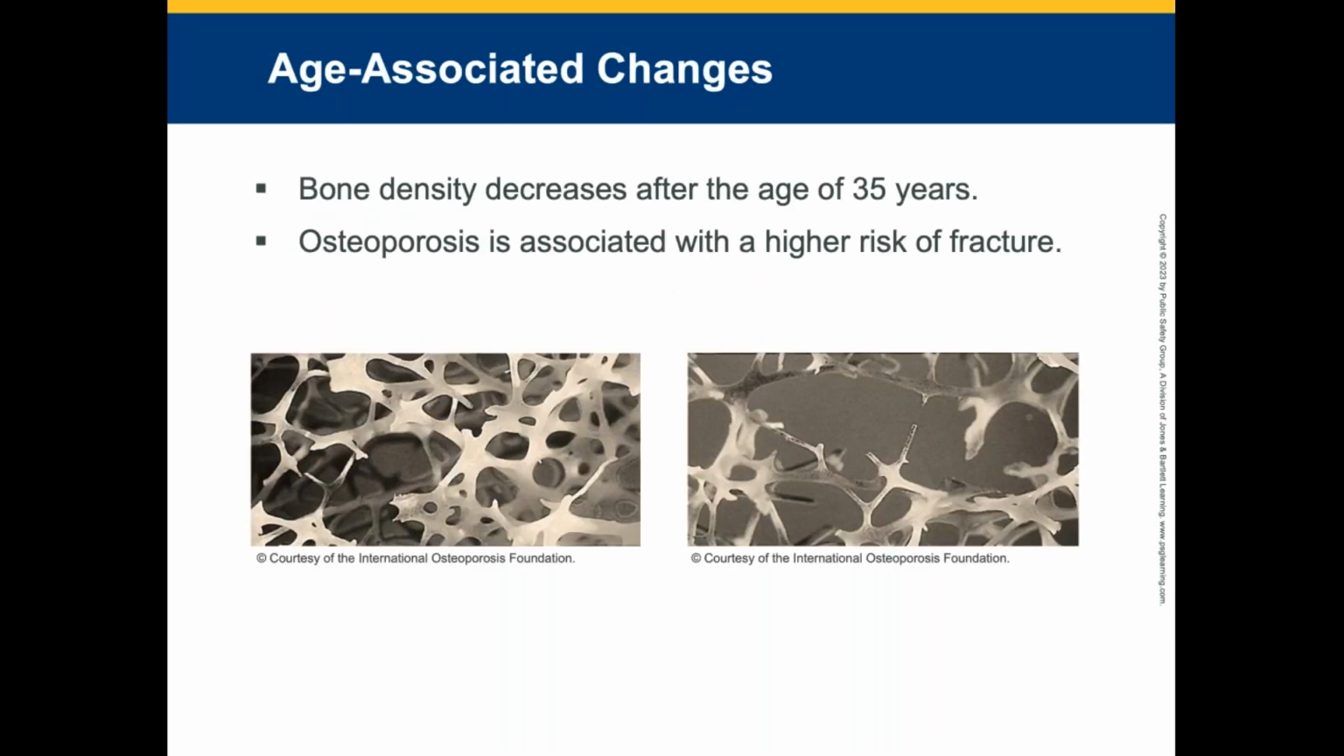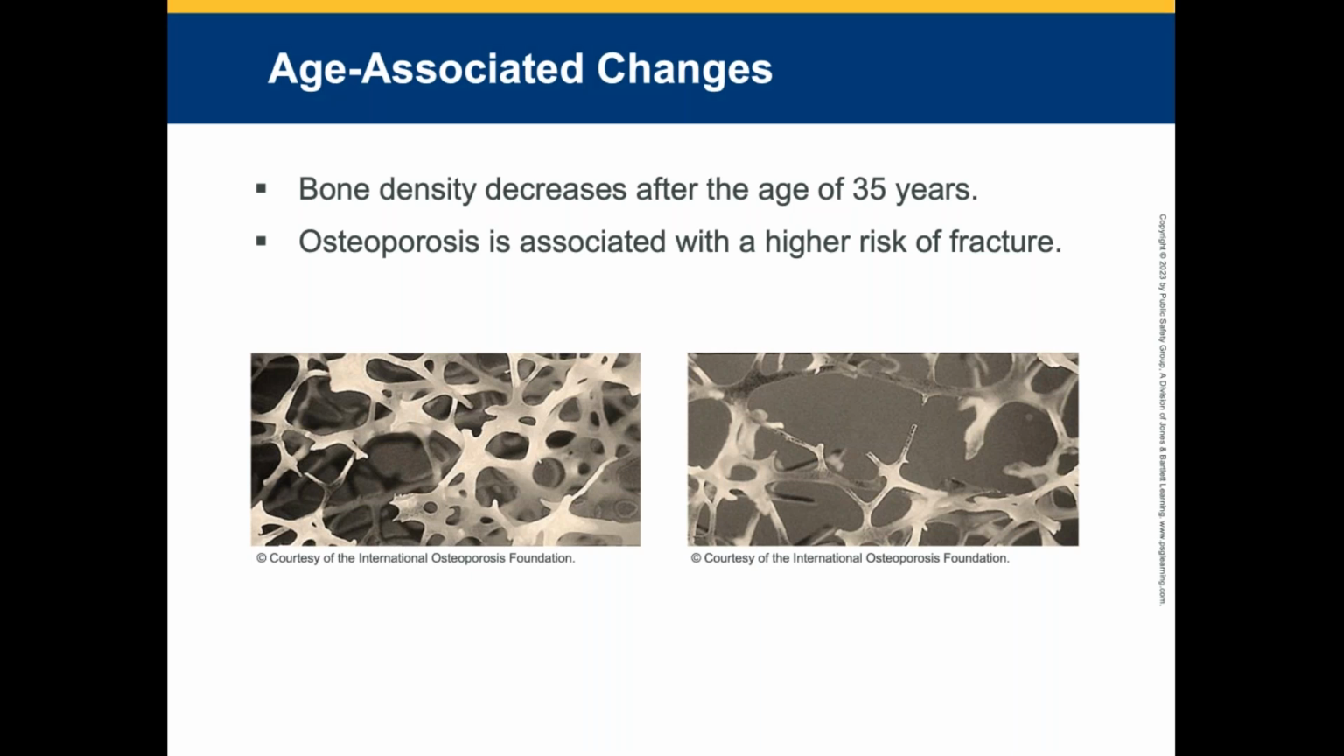Right. So let's talk about age-associated change. So bone density decreases after the age of 35, which leads to a loss of height and produces changes in facial structure. In women, the decrease in bone density accelerates once menopause is reached. So a significant decrease in bone density, osteoporosis, is associated with a higher risk of fracture. So aging of muscles, cartilage, and other connective tissues may lead to degeneration of joints and disc herniation.